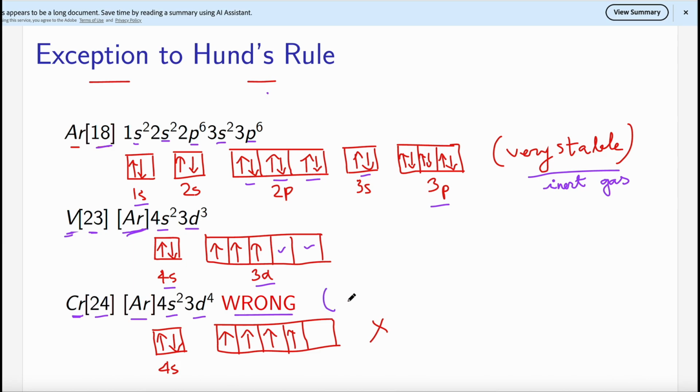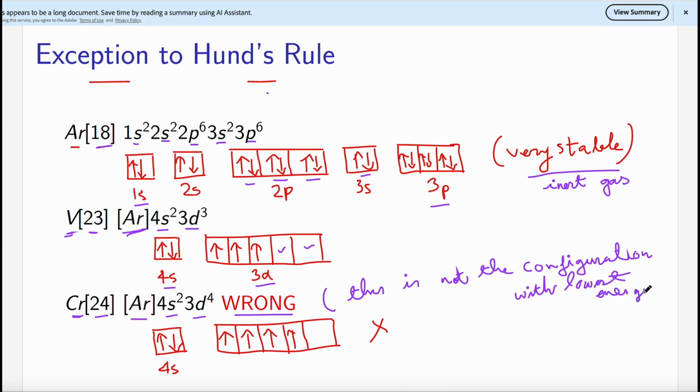Because this is not the electronic configuration with the lowest energy.